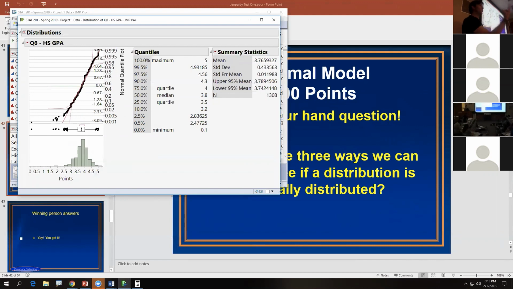So first way, look at the histogram. If it looks kind of mound, normal shape, normal.